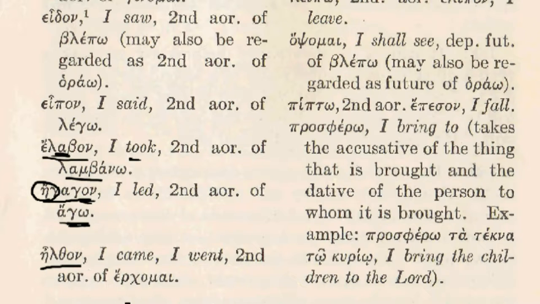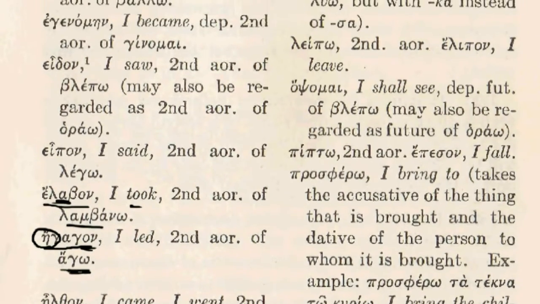Elthon, once again, this is not exactly predictable. This is from the verb erchomai, I come or I go. Very common in the New Testament. Elthon, I came or I went. And the word is one that you'll want to master. Again, you'll sometimes find it in the New Testament with first aorist endings. And so just be aware that this will come in both forms.